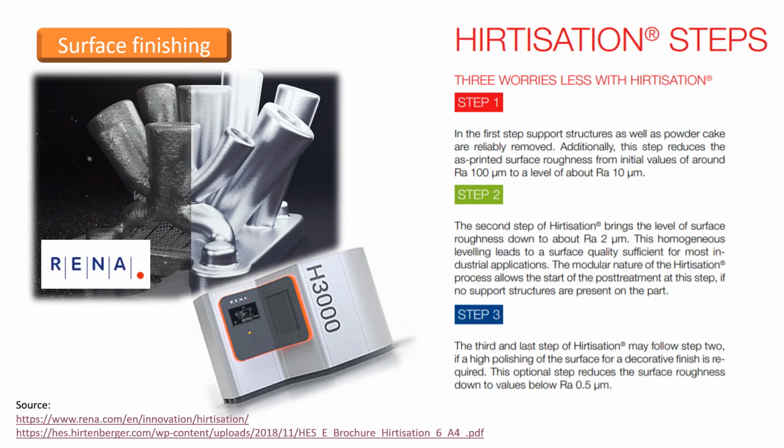Hertization, from Rena Technologies Germany, is a method for automatic post-processing of 3D printed metal parts. The three-phase method is based on a combination of electrochemical pulse methods, hydrodynamic flow, and particle-assisted chemical removal and surface treatment. In the first step, support structures are removed. Surface roughness will reduce to Ra 10 micrometers. In the second step, surface roughness will reduce to Ra 2 micrometers. The optional third step is a high polishing phase. Surface roughness will reduce to Ra 0.5 micrometers.